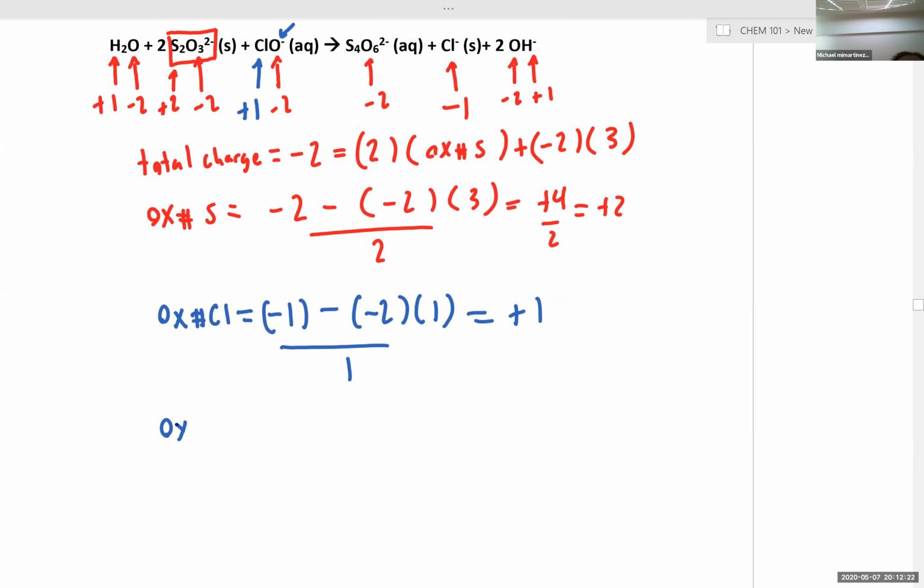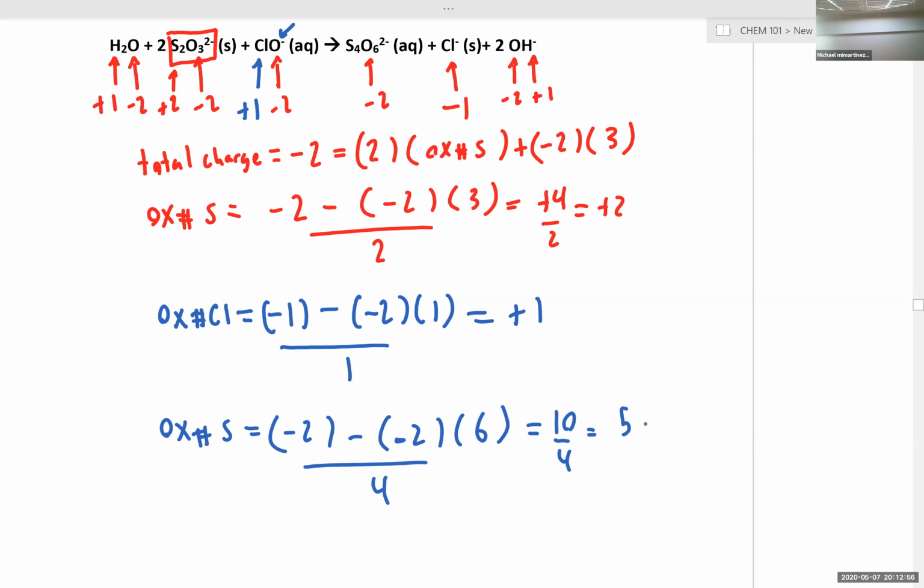So we have assigned the oxidation number of chlorine as +1. Let's look at the oxidation number of sulfur in this dimeric species. So again, our total charge is -2. Oxygen's oxidation number is -2. We have 6 oxygens and we have 4 sulfurs. Now, this calculation really shows us an important point to consider. Oxidation numbers can be fractions. So in this case, for example, we have an oxidation number of 10/4 or 5/2 for sulfur.